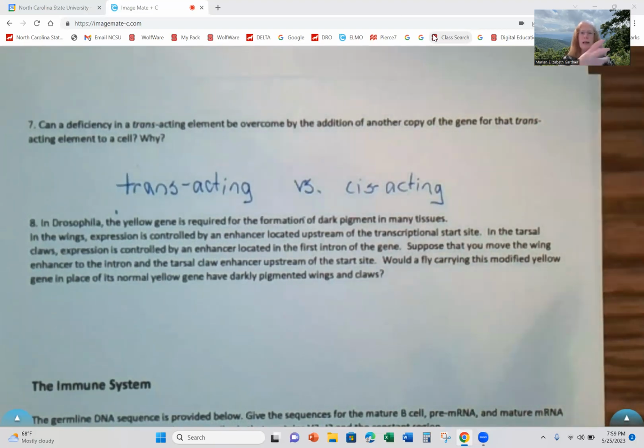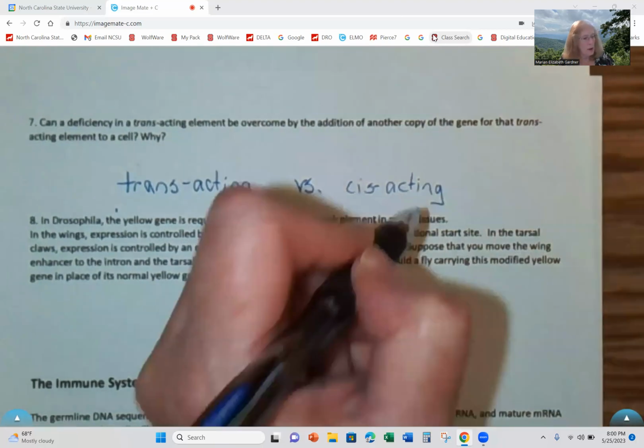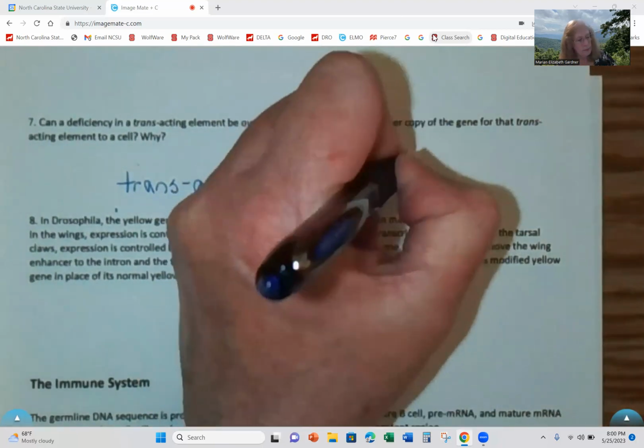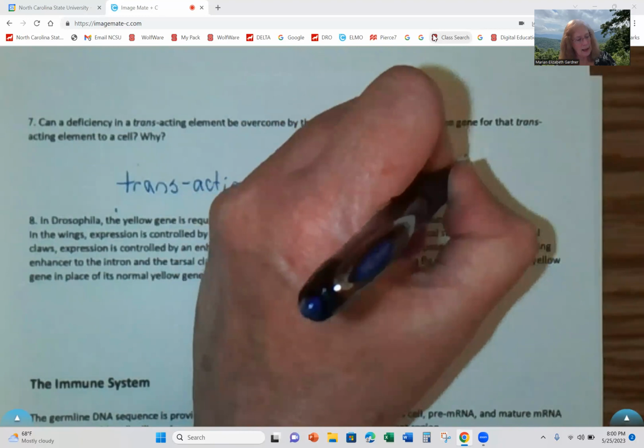Anything that is a protein that's made by a gene, if you have a bad one and you have a good one, the good one maybe can do the job that the bad one couldn't do. And that would be a trans-acting element. Cis-acting elements are not proteins. They're going to be segments of DNA. So our enhancer would be a cis-acting element.